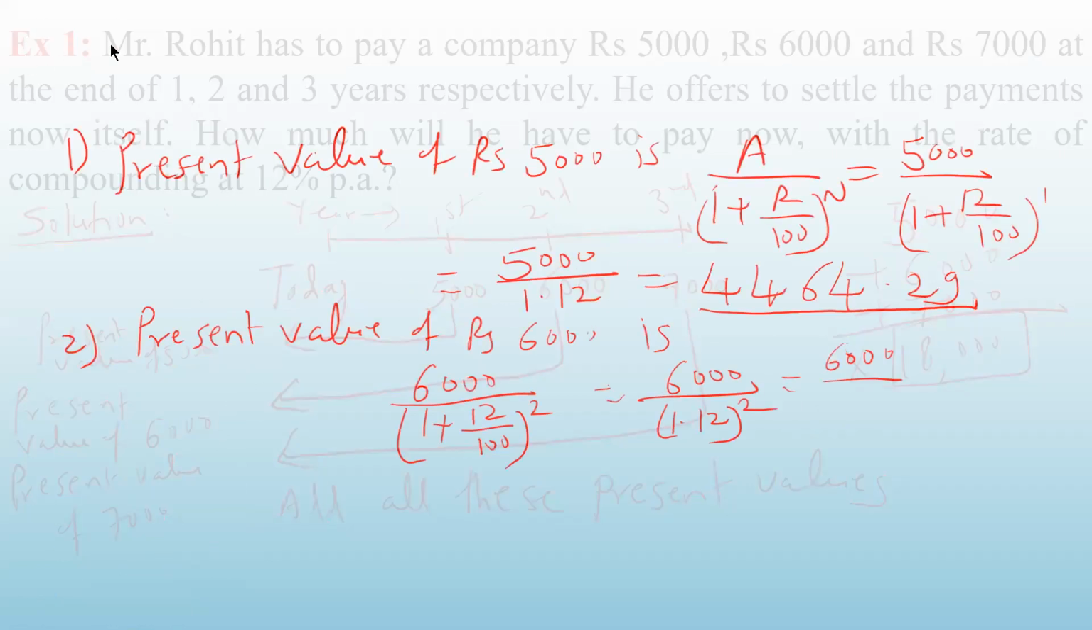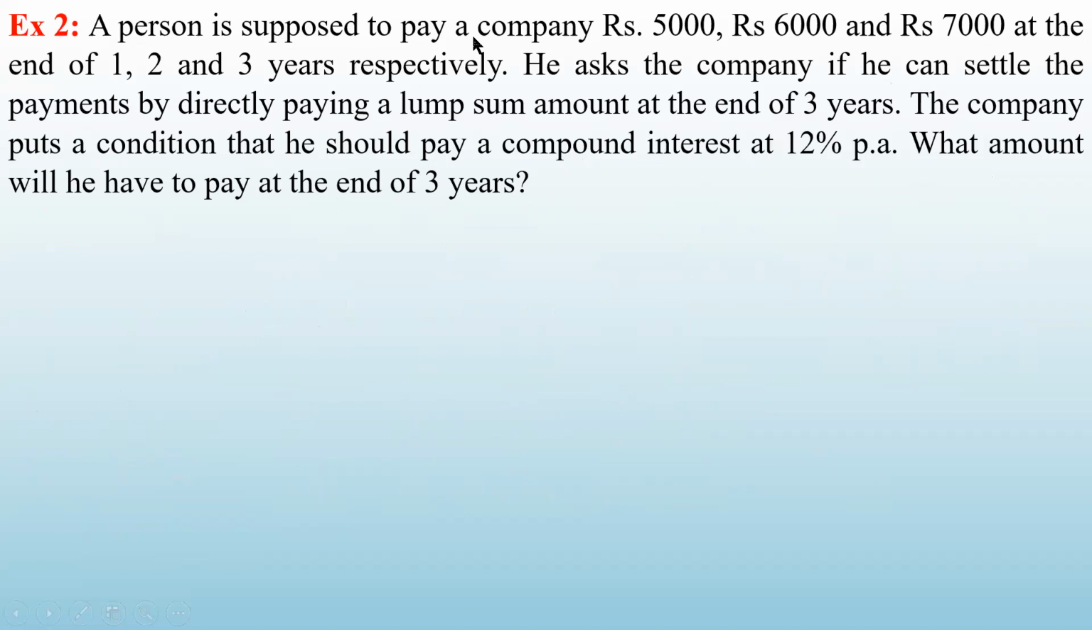Let us see the second question. A person is supposed to pay a company rupees 5,000, 6,000 and 7,000 at the end of 1, 2 and 3 years respectively. He asks the company if he can settle the payments by directly paying a lump sum amount at the end of 3 years. The company puts a condition that he should pay a compound interest at 12% per annum. What amount will he have to pay at the end of 3 years?